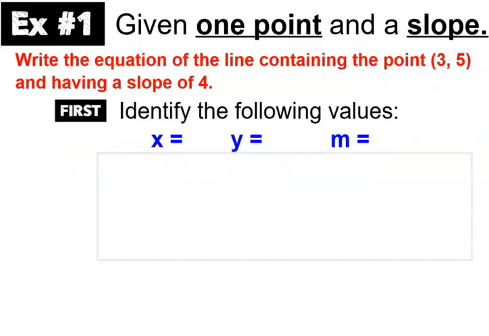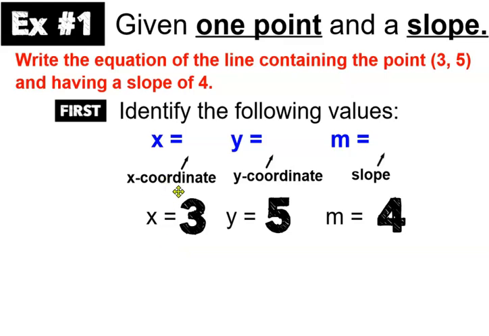So let's review the values that we know. We need to identify an x coordinate, a y coordinate, and a slope value. So from the information we're given in red, we know the x coordinate is 3, the y coordinate is 5, and the slope value is 4.